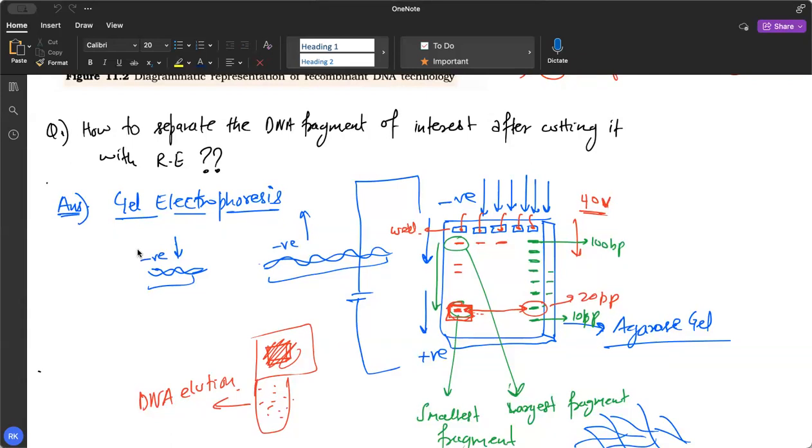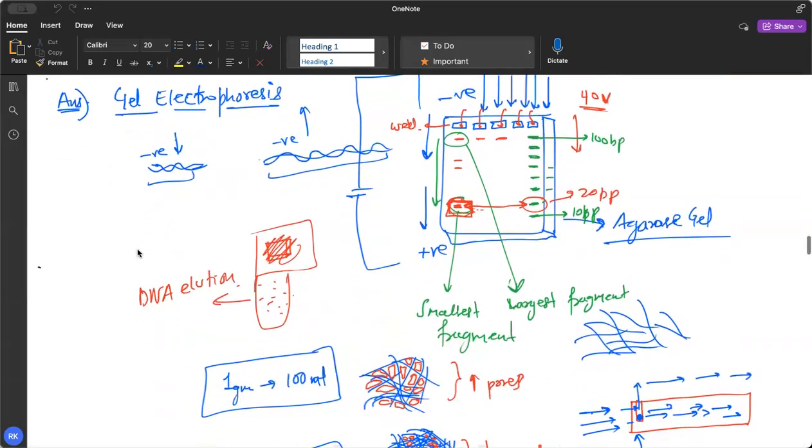And on what principle does it work, do you remember? Because this is a very important concept. On what principle does gel electrophoresis work? On passing electricity, the shorter particles will move the farthest. Is it? Yeah, but why? What is the principle behind it?